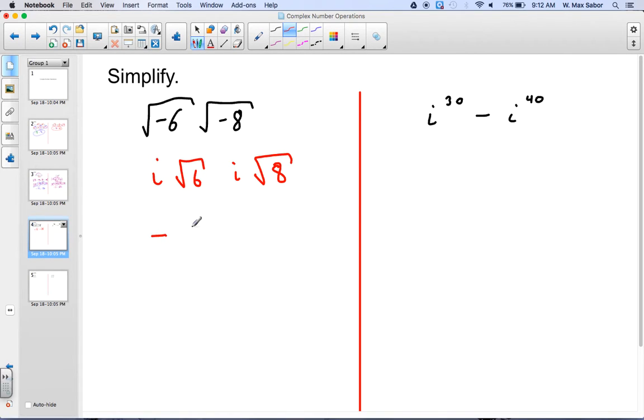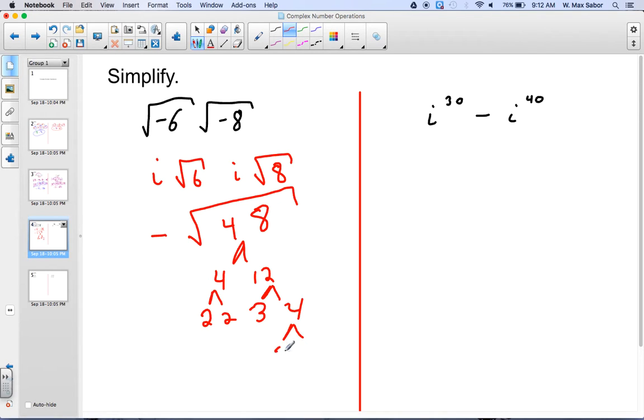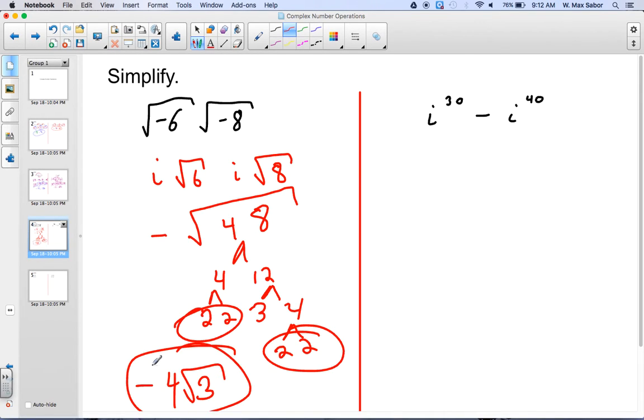So this i times i will become negative 1, and then we get negative square root of 48. If you had just multiplied the insides, you'd get 48 as the radicand and no negative outside. So you have to make sure that you're simplifying out the negatives before you do any multiplication. So watch out for something like this. So when we do this, we get 4 times 12, 2, 2, 3, 4, 2, 2. So we get negative 4 square roots of 3. And do not get 4 square roots of 3 by doing negative 6 times negative 8 and then taking the square root of 48.